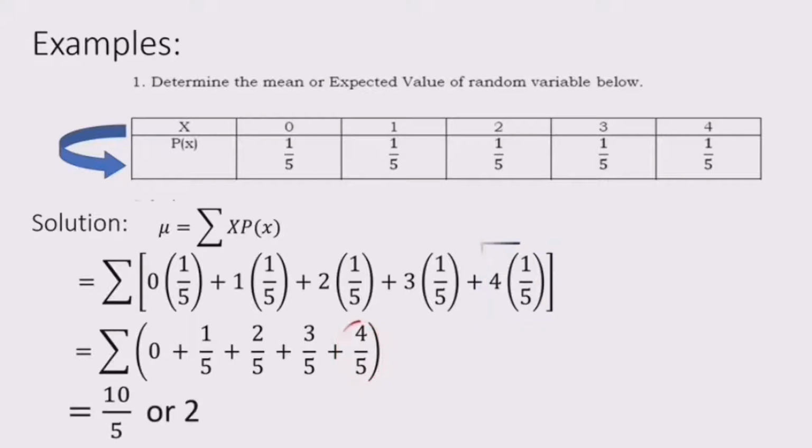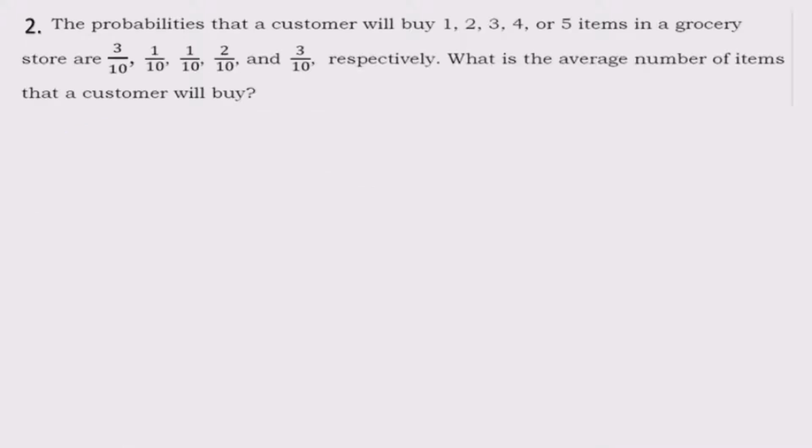Next, simplify, you have to add. So the total is 10 over 5 or 2. Therefore, the mean is 2. Let's have another example. The probabilities that a customer will buy 1, 2, 3, 4 or 5 items in a grocery store are 3 over 10, 1 over 10, 1 over 10, 2 over 10, and 3 over 10 respectively. What is the average number of items that a customer will buy?